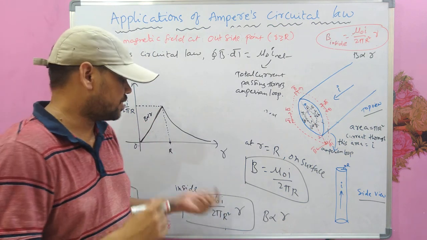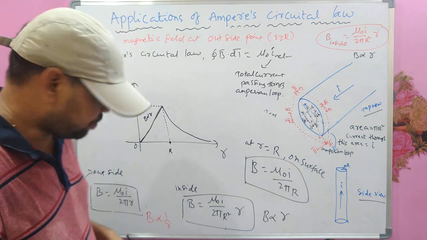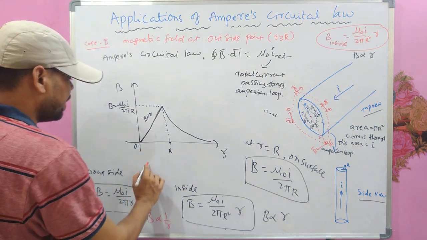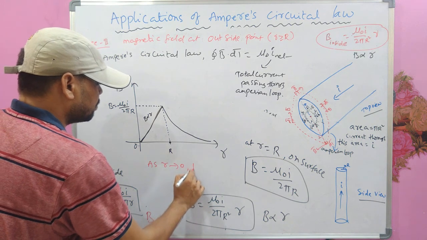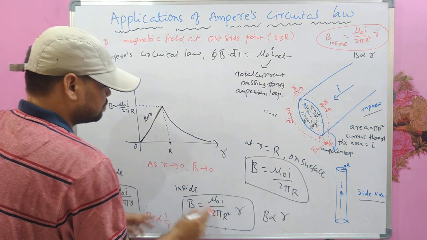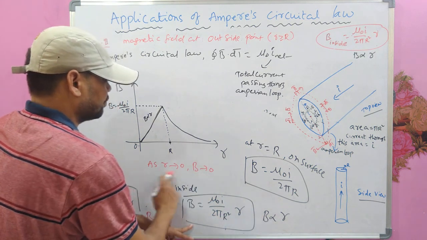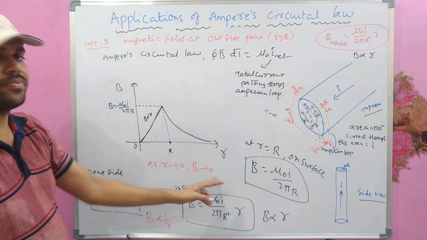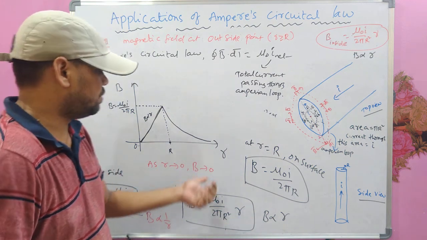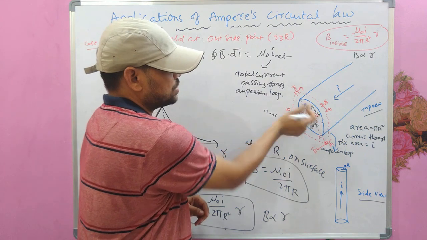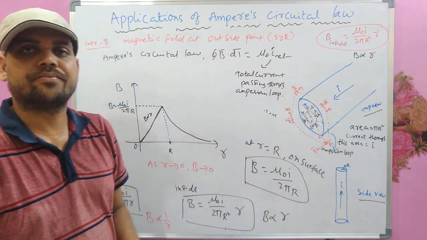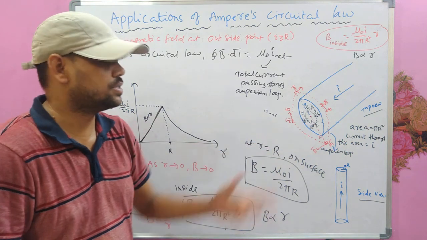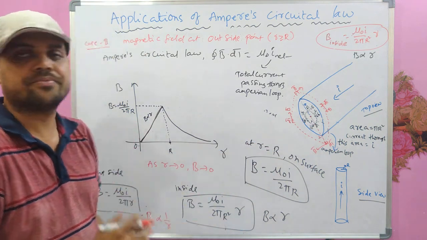This we can infer. And one more thing from this graph, as r tends to 0, B tends to 0, because B is proportional to r. As r tends to 0, B tends to 0. Very close to the center, B is 0. At center, B is 0. That is what this is telling you.